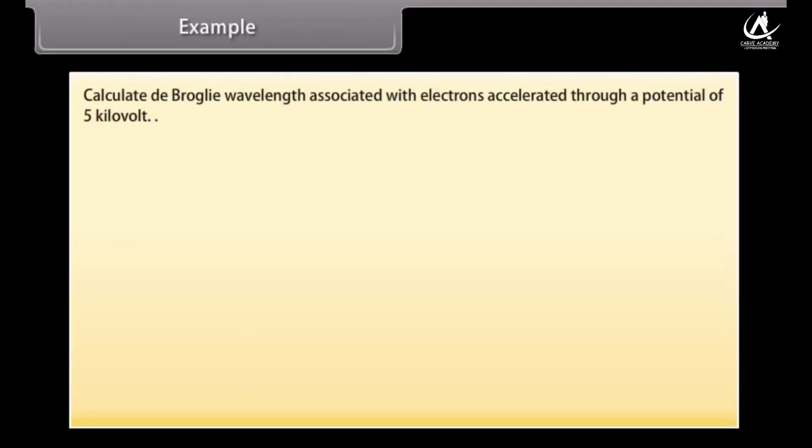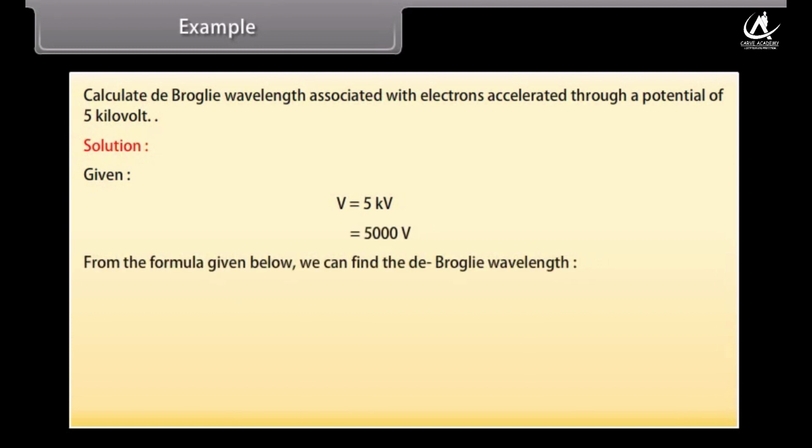Example. Calculate the de Broglie wavelength associated with electrons accelerated through a potential of 5 kilovolt. Solution. Given V = 5 kilovolt = 5000 volt. From the formula given below, we can find the de Broglie wavelength. λ = 12.27/√V angstrom. λ = 12.27/√5000 angstrom = 0.173 angstrom.